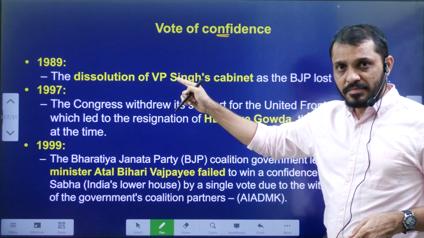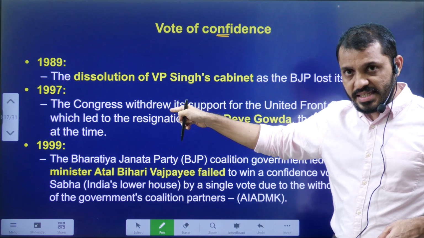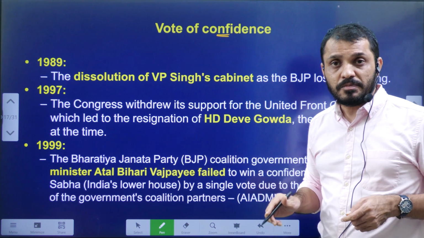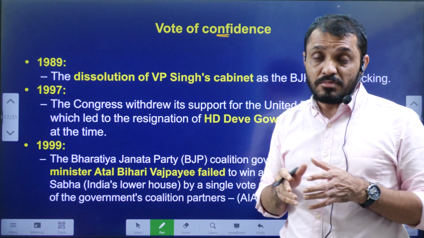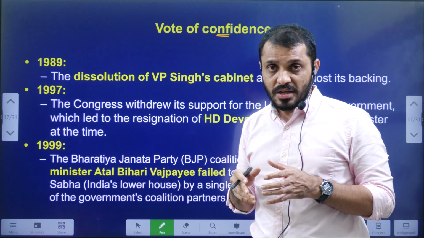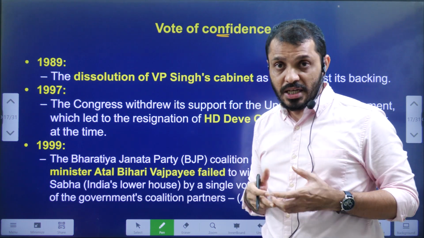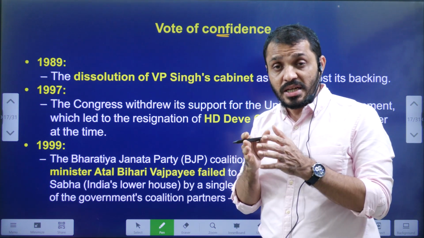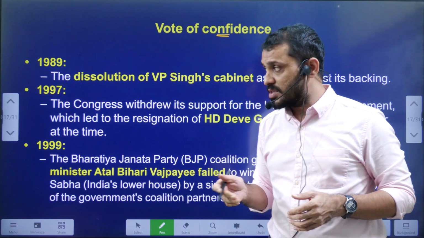In 1989, I.K. Gujral, 1997, H.D. Deve Gowda, 1999, A.B. Vajpayee, they resigned because they were unable to win the vote of confidence. That means they were unable to show their majority in the house because their allies, their friendly parties, did not support at various times. Okay.